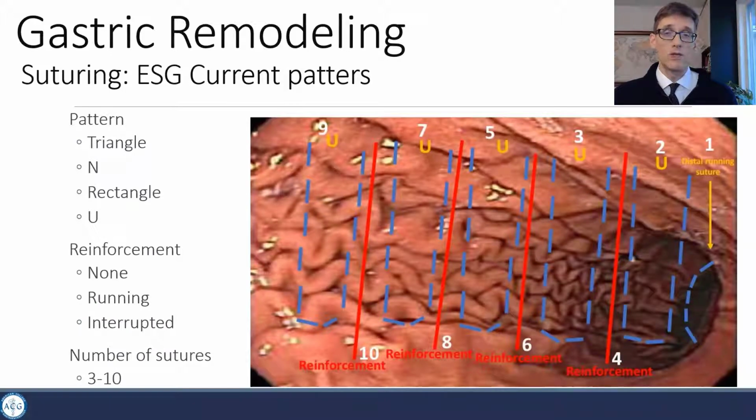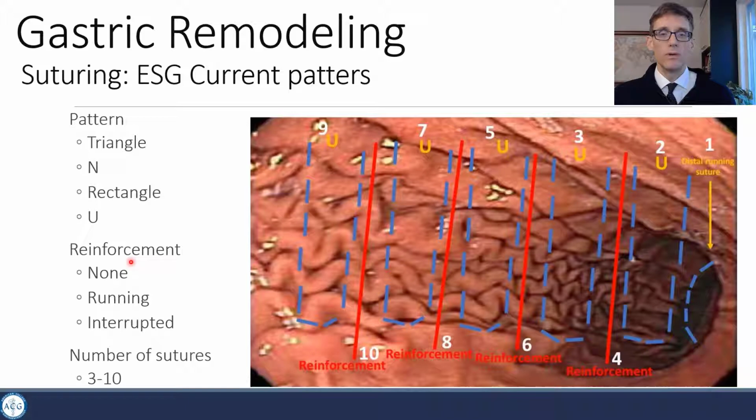Until this point, the majority of studies had utilized a double triangle pattern. However, there are several other patterns that are currently being employed, and the most common right now is probably the U-stitch, seen here, where you start on the anterior surface, run the suture along the greater curvature to the posterior surface, then move proximally, and then return along the greater curvature to the anterior surface. And that proximal movement helps to shorten the stomach.